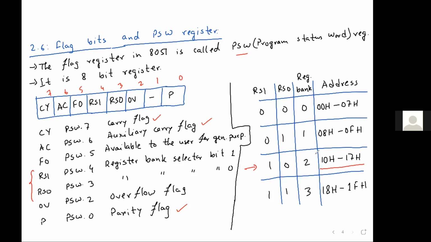Sir, what do you mean by register bank selector bit 1 for RS1 and RS0 bit 0?